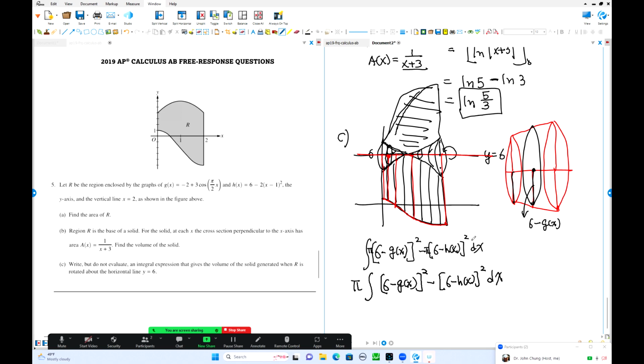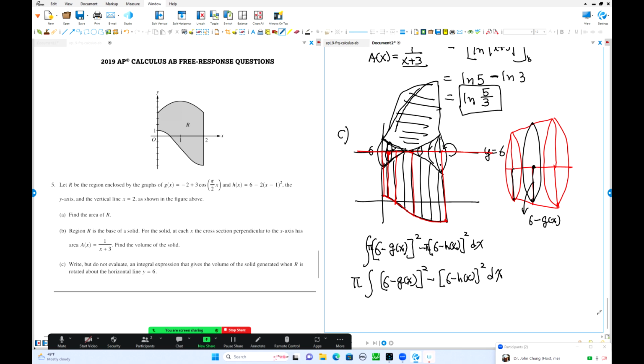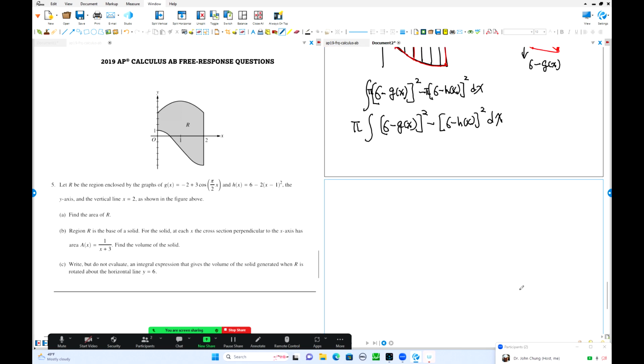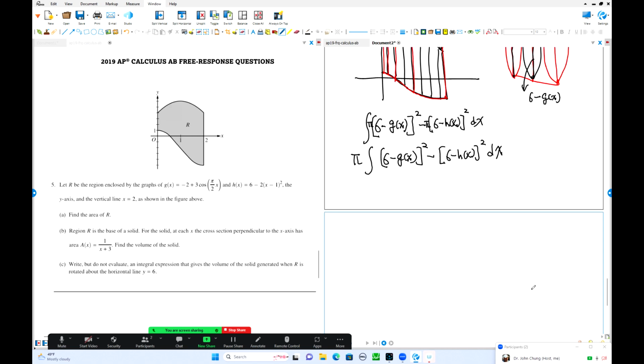That's enough. You don't have to replace with g of x, negative 2 plus 3 cos and something like that, or h of x, 6 minus 2. It doesn't matter, because we don't have to evaluate. You can leave it this way and still get full credit. Or you can replace it with this, okay too, if you want.